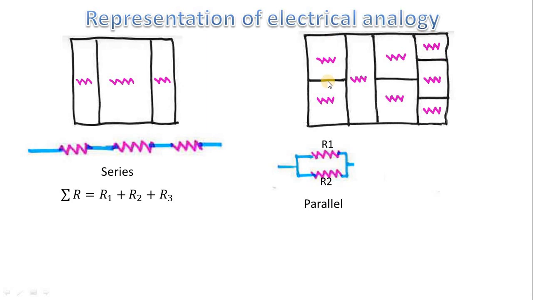If slabs are connected together in this way, we have to connect it by a series. If in a single column 2 or 3 resistances are there, then we need to connect all these 3 or 2 in a parallel way. So this is the first one.